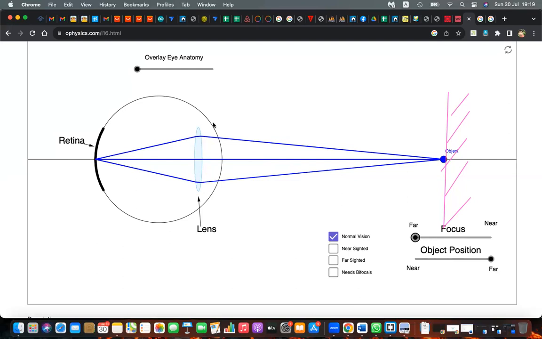Okay, you can do this with the optics.com and related to eye animation. You can do this. I have sent you the link.